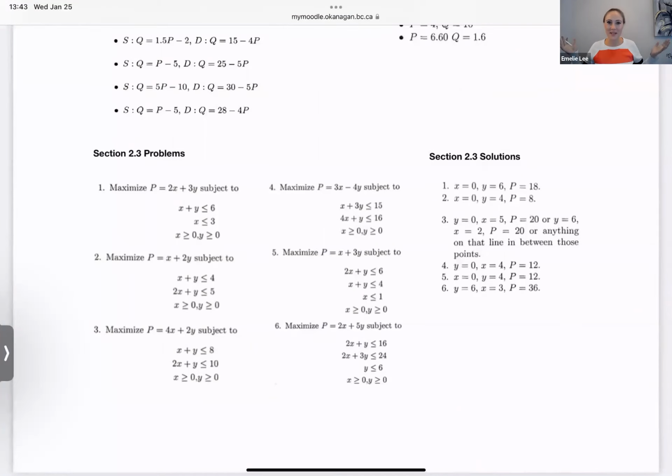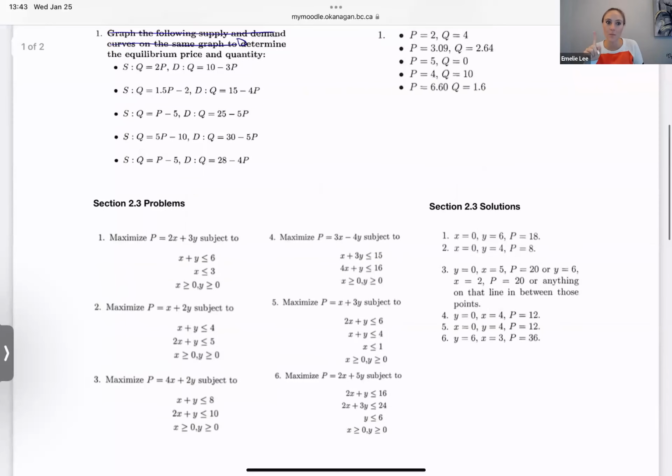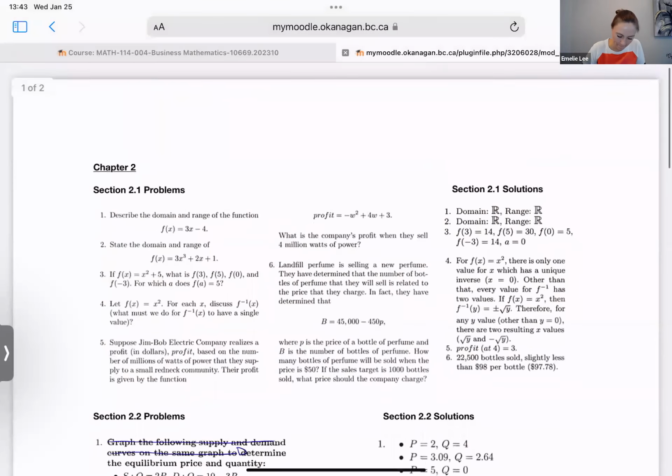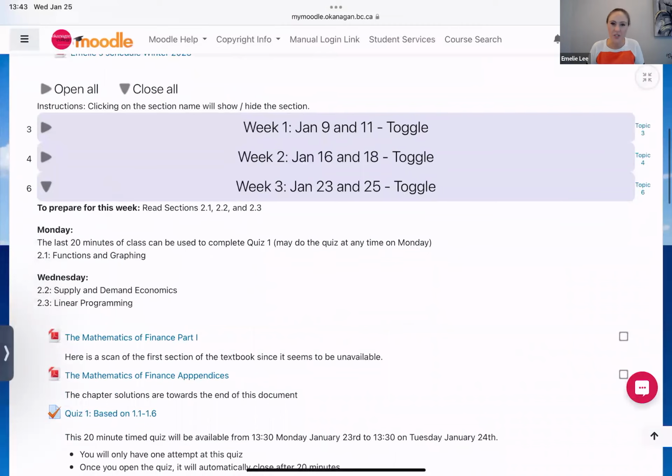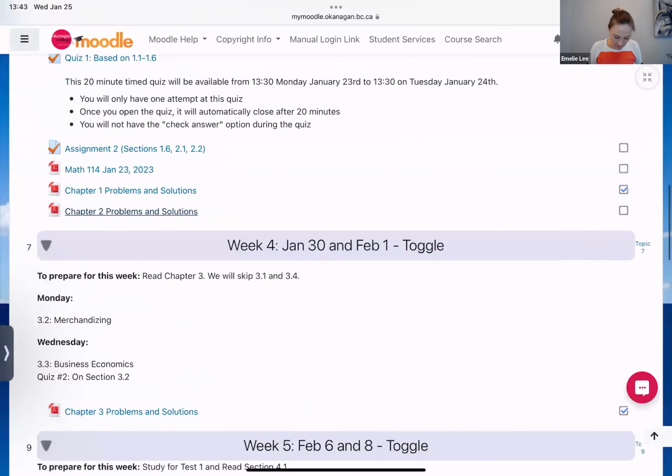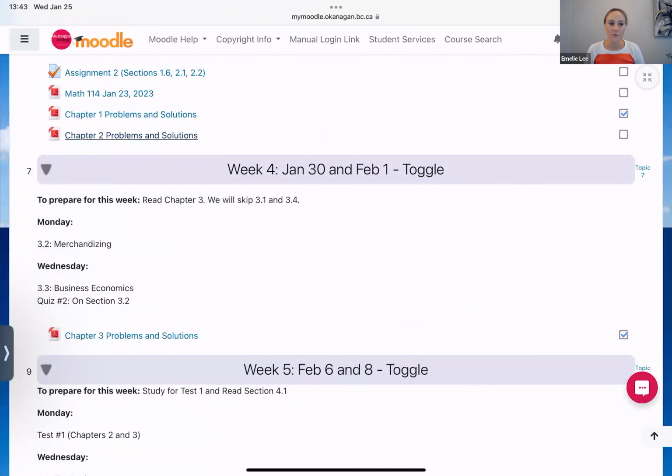Okay. And so now we're done with chapter 2, just like that. Easy peasy. We're going to skip 3.1 and 3.4, just because the first week got weird. And so I axed those. But next week, we're going to do section 3.2 and 3.3. And you'll have a quiz. It'll open on the Wednesday and it'll be on 3.2.